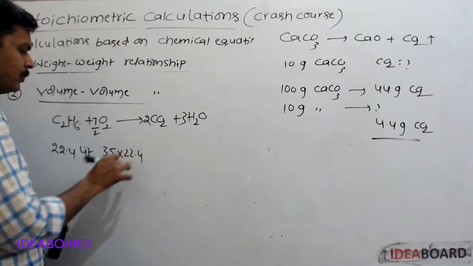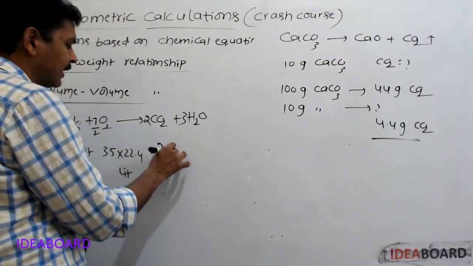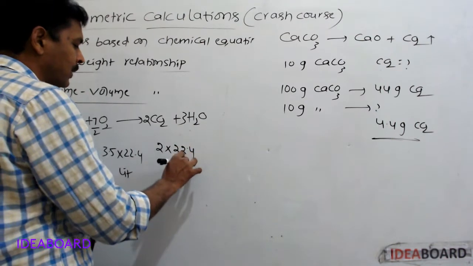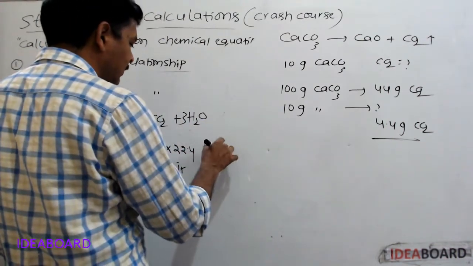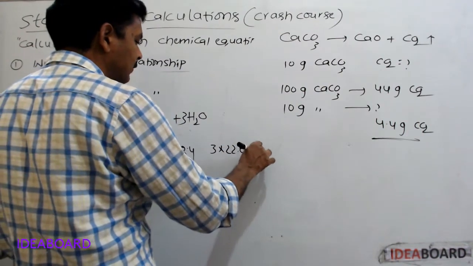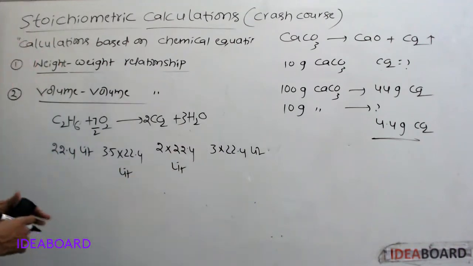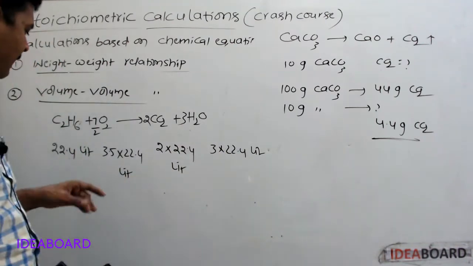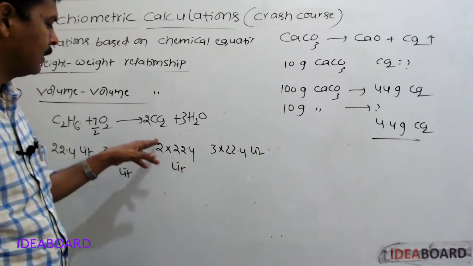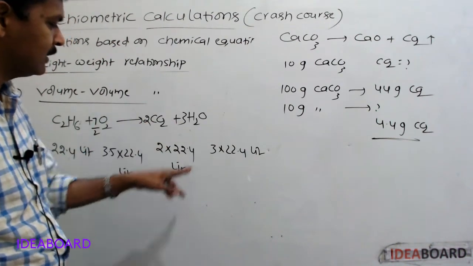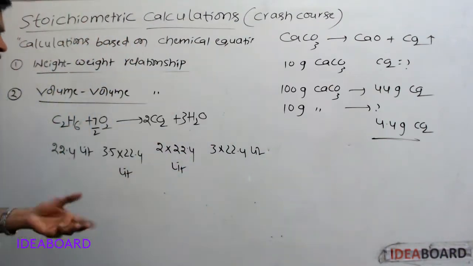3.5 into 22.4 liters gives rise to 2 moles of carbon dioxide. 2 into 22.4 liters carbon dioxide. 3 moles of water vapor. 3 into 22.4 liters of water vapor. So here all are given in terms of volume only. 22.4 liters of ethane on combustion with 3.5 into 22.4 liters of oxygen gives 2 into 22.4 liters of carbon dioxide, 3 into 22.4 liters of H2O. All are given in terms of volume.